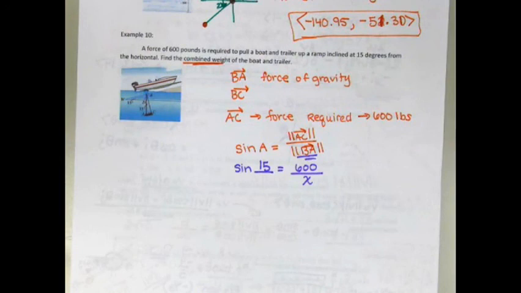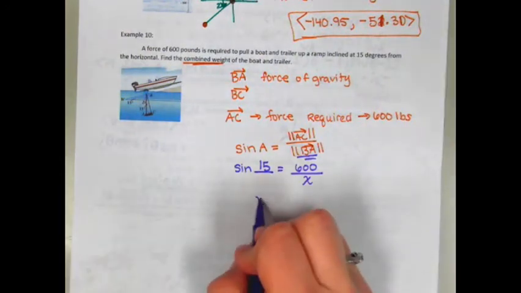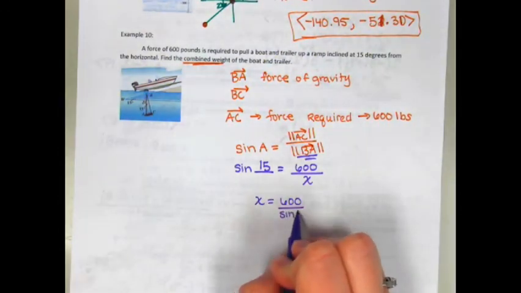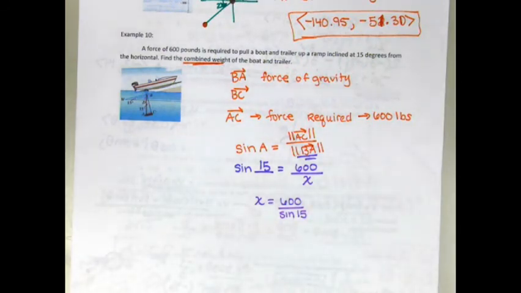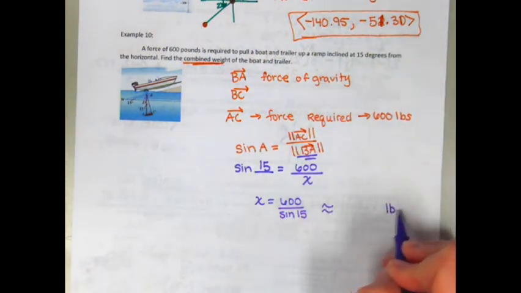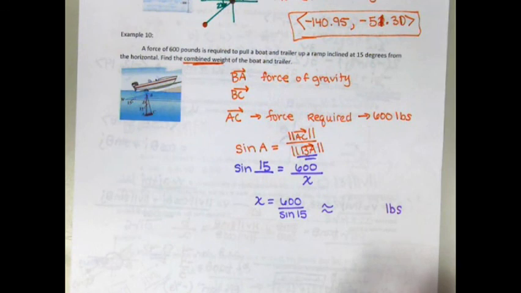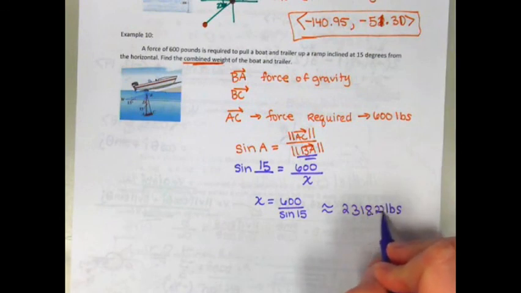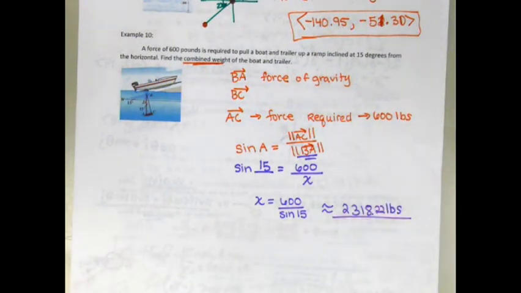All right, so we're going to end up taking 600 divided by what? The sine of 15. And we get roughly how many pounds? Yeah, and I'll go 0.22. So the boat plus the trailer is 2,318 pounds, which should kind of make sense, doesn't it?